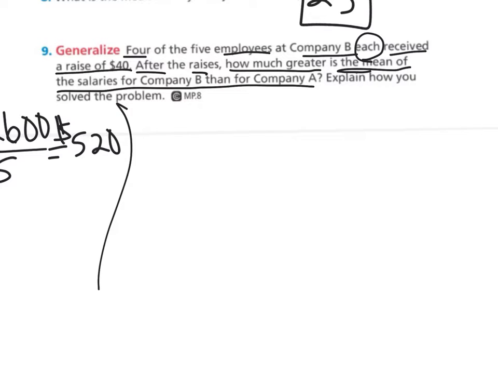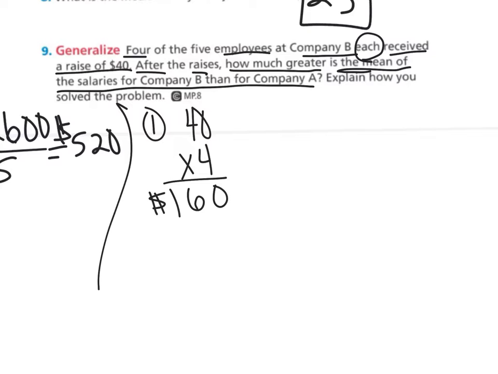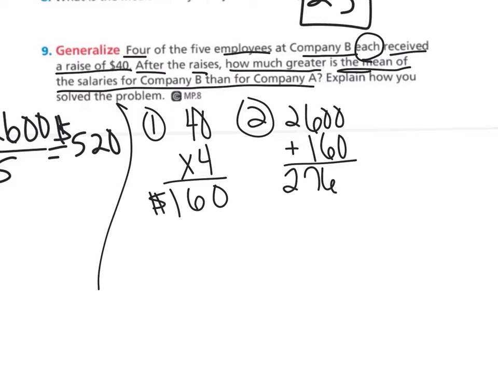So, there are different ways we could do this. We already had a total. So one way we could do this is look at it as 4 people are each going to get a raise of $40. So basically that's going to increase our total by $160, right? So our total before was 2,600. So if we just add 160 to that, it would be 2,760.